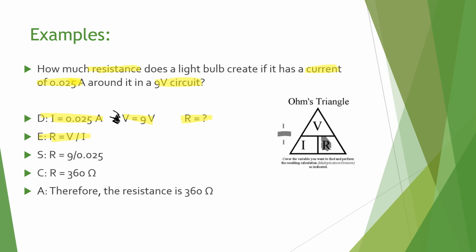Now we're going to sub into the equation. V is 9 volts divided by I, which is 0.025. So 9 divided by 0.025, if you were to sub that into your calculator, you would calculate 360. And remember, we're calculating resistance, so you have to add the units for resistance, which are ohms. Therefore, the resistance is 360 ohms.